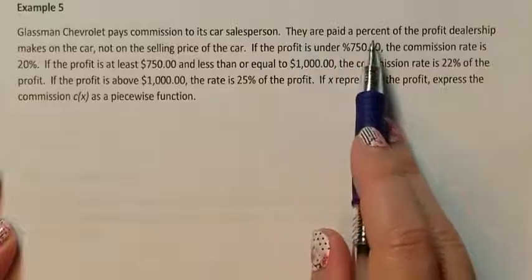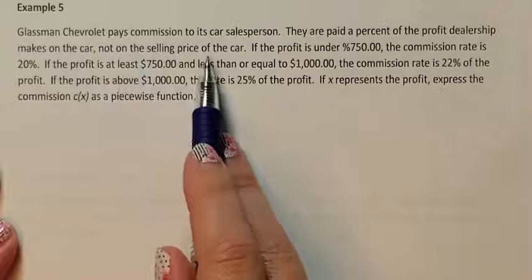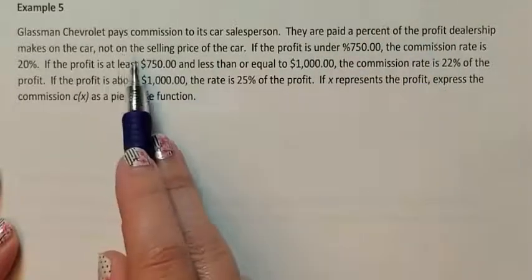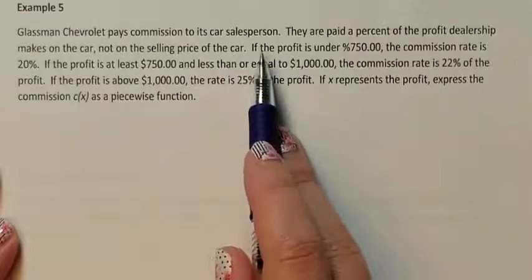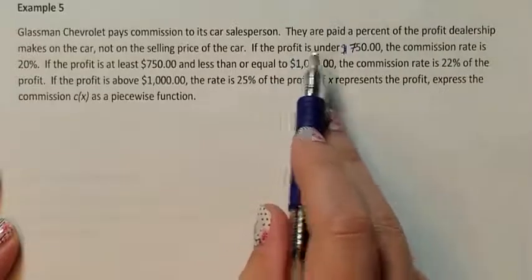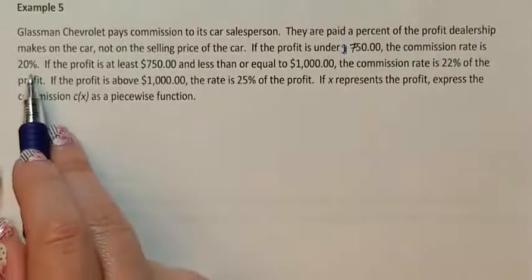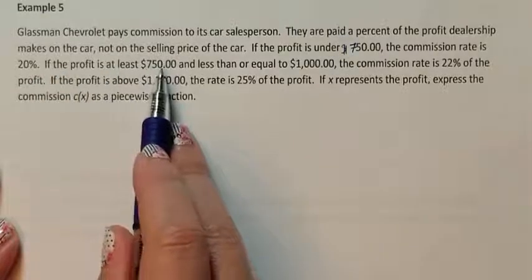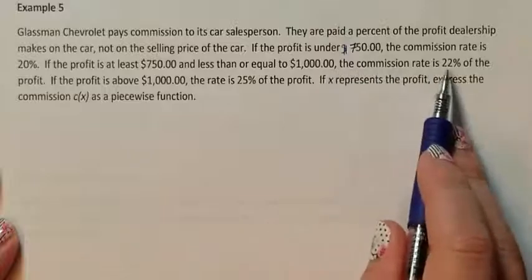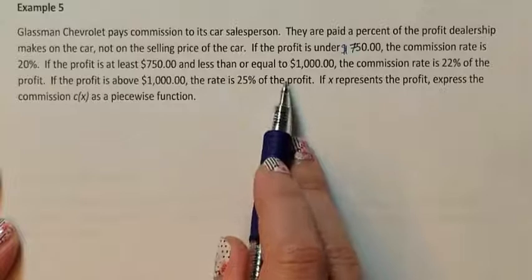They are paid at a percent of the profit the dealership makes on the car, not on the selling price of the car. So they only get paid commission on the profit, not on the total price of the car. If the profit is under $750, the commission rate is 20%. If the profit is at least $750 and is less than or equal to $1,000, the commission rate is 22%. If the profit is above $1,000, it has a different commission rate.